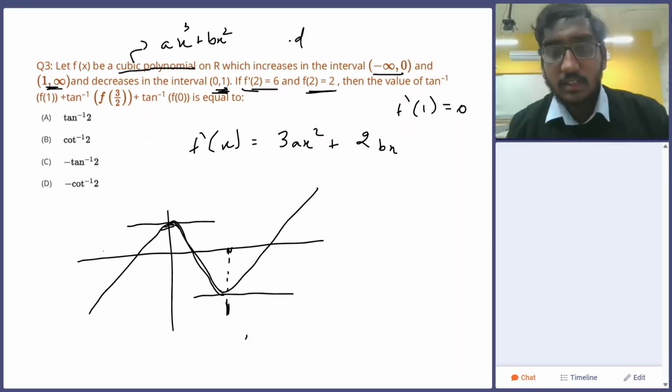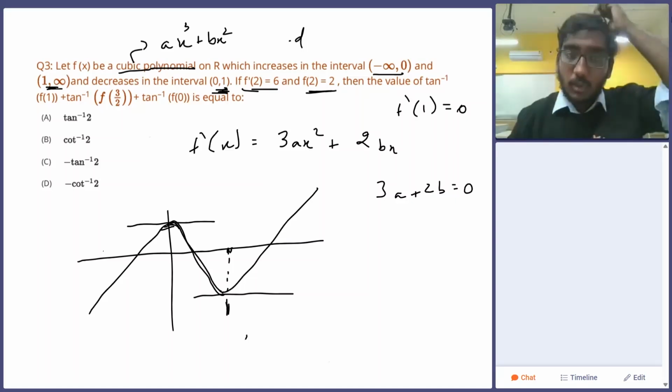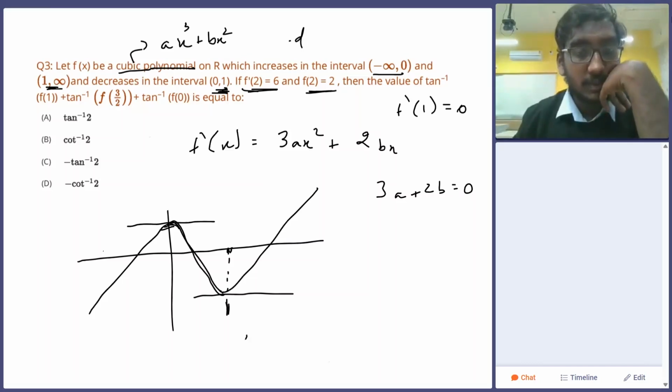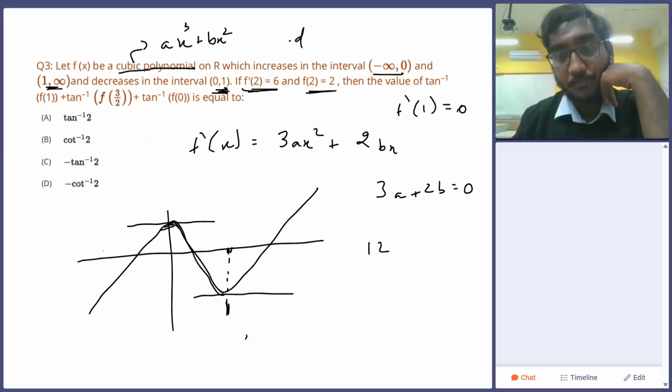If you replace x with 1, what will you get? 3a plus 2b equal to 0. And one more thing is also given in the question, that f dash of 2 is 6. That means when you put x is equal to 2, you will get basically 12a plus 4b, and that is known to be 6.